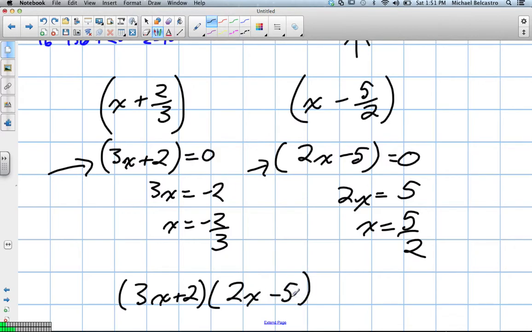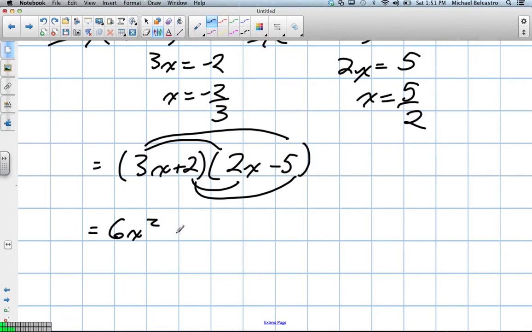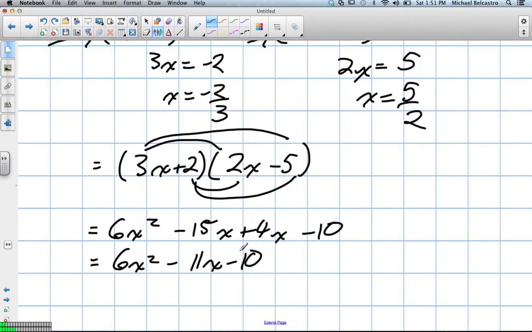Well, we want this to be in standard form. Right now, this is in our factored form. So to put it into standard form, we FOIL. When we FOIL this, we're going to get 6x squared minus 15x plus 4x minus 10. So we're going to end up with 6x squared minus 11x minus 10. You see how that's the exact thing that you got here? Yeah. So that's what our factor is.